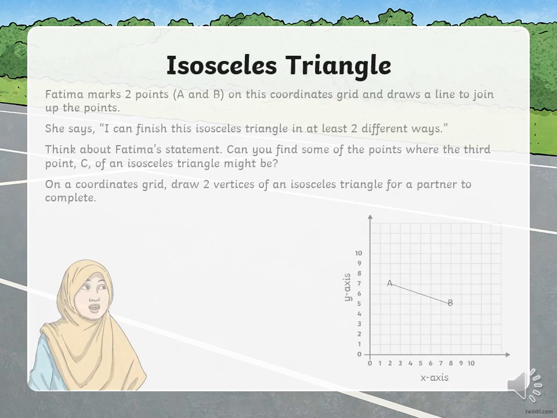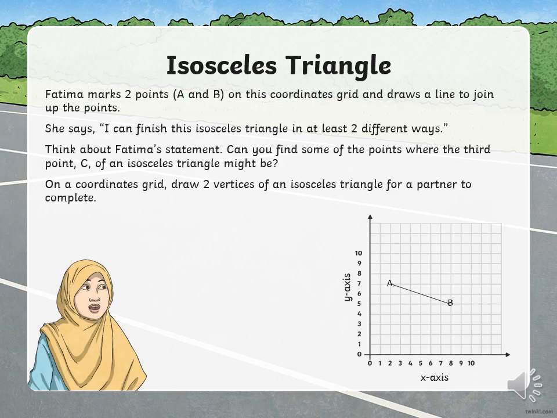Isosceles triangle. Fatima marks 2 points A and B on this coordinates grid and draws a line to join up the points. She says, I can finish the isosceles triangle in at least 2 different ways. Think about Fatima's statement. Can you find some of the points where the third point C of an isosceles triangle might be? On a coordinates grid, draw 2 vertices of an isosceles triangle for yourself to complete.